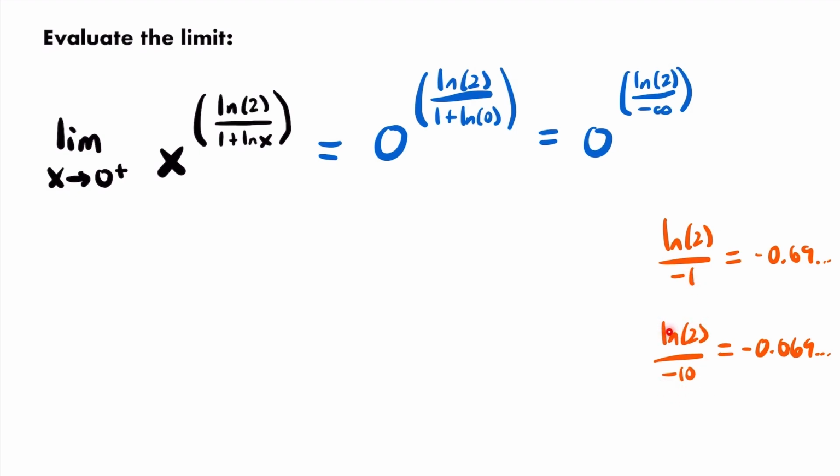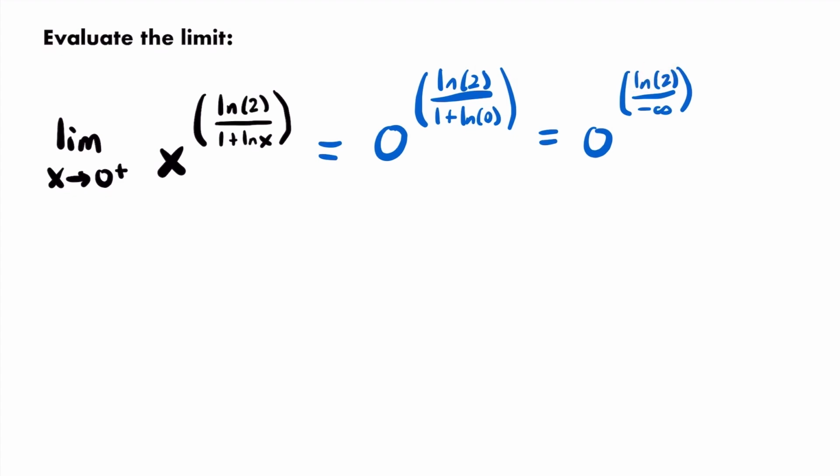You could take the natural log of 2 divided by negative 100, and you'll get another value that is even closer to 0. Okay, they're negative values, but they are still getting closer to 0. So what we can conclude here is that the natural log of 2 divided by negative infinity is going to approach 0. As that denominator gets smaller, or as our values of x get closer to 0 from the right, the natural log of 2 divided by this denominator will become 0.